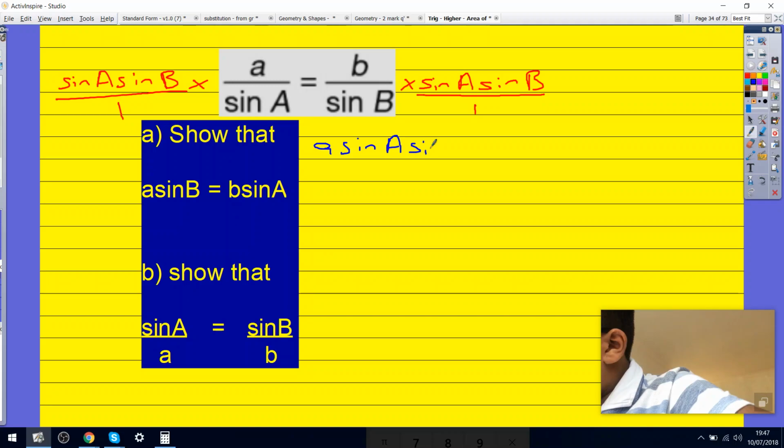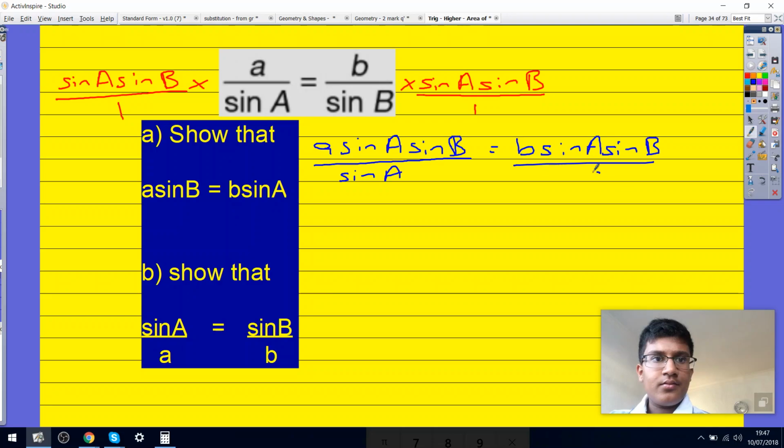And then you can just cancel down. So they want A sine B equals B sine A. So then B sine A equals A sine B. Just cancel down sine A over sine A, sine B over sine B, and then show that sine A over A equals sine B over B. Okay, so then sine A over A equals sine B over B.